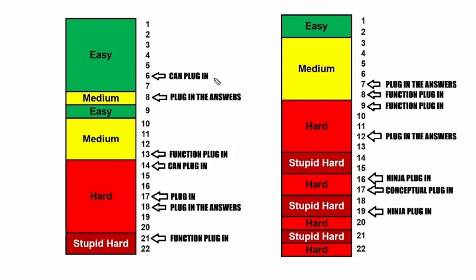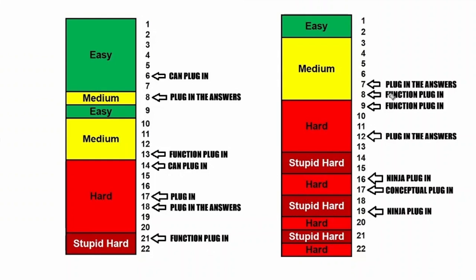On Section 1 of SAT Practice Test 8, number 6 is a plug-in. You don't have to plug in. It's an easy question. Then when you get to the medium questions, number 8 is a plug in the answers. Number 13 is a function you got to plug in. Number 14 you can plug in. Number 17 is a classic plug-in. 18 is plug in the answers. And 21 is a function where you pretty much got to plug in.